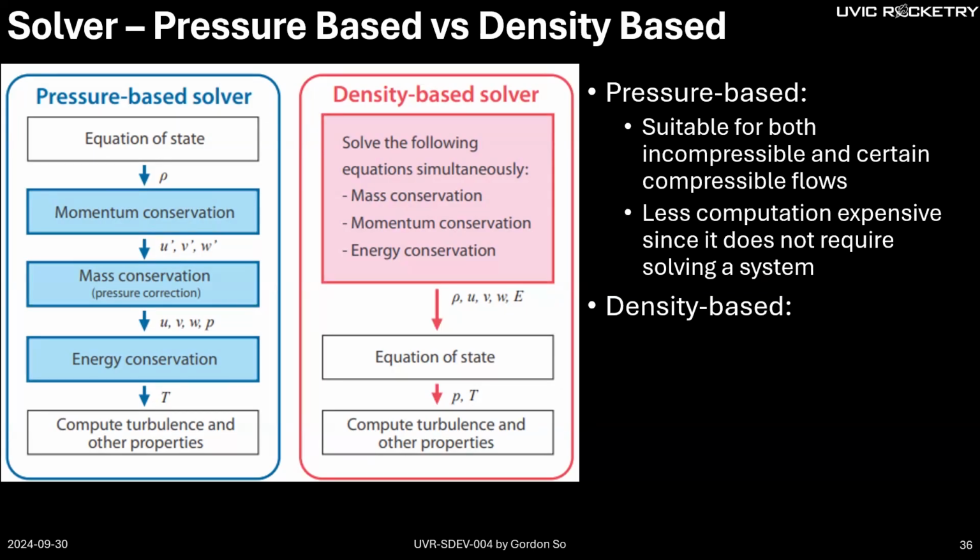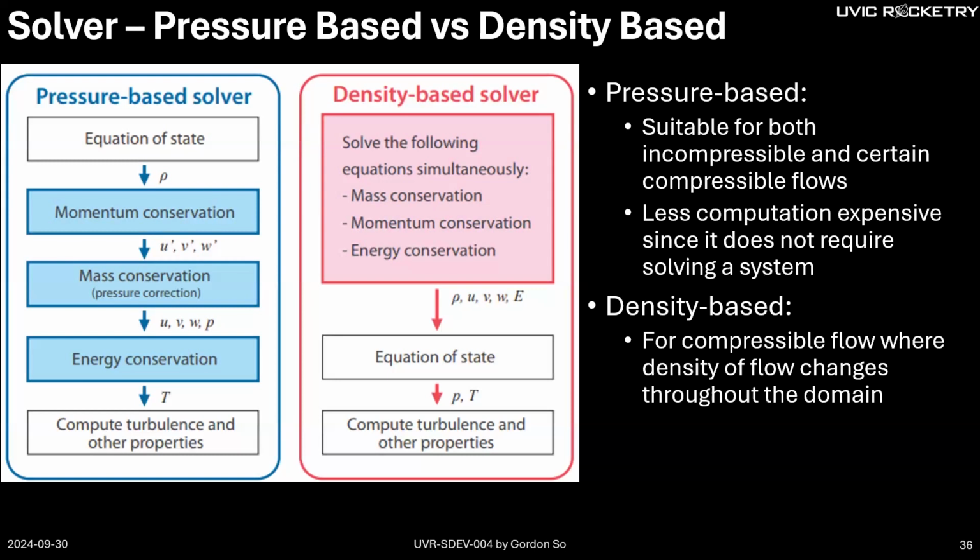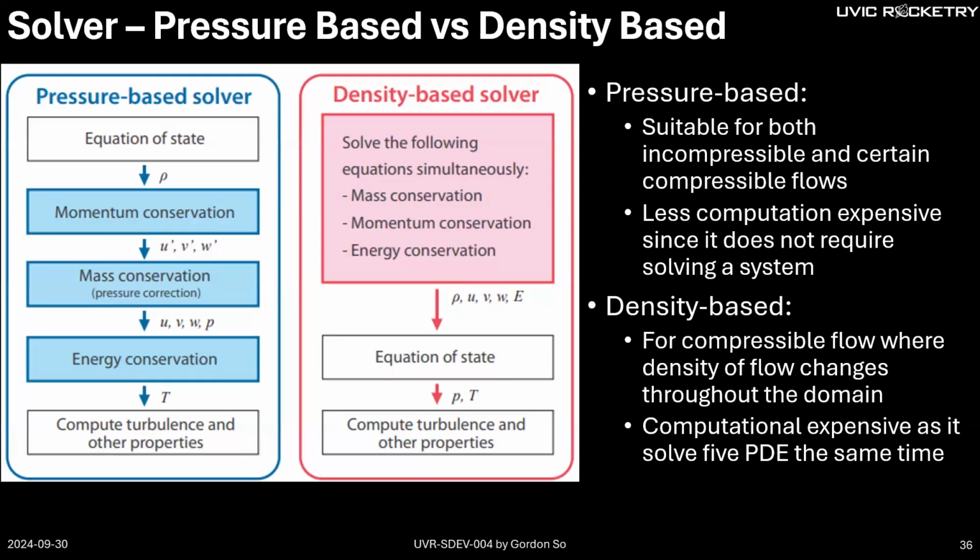And the density-based solver is for compressible flow where the density changes so drastically that your properties start to change a lot. For example, for supersonic flow we will use density-based because it's that complicated. You see that it's actually solving all the partial differential equations at the same time, the 5 equations. So you can imagine it's really, really difficult. And there are more steps because in each iteration, you need to guess those equations, so you end up with another layer of guessing.